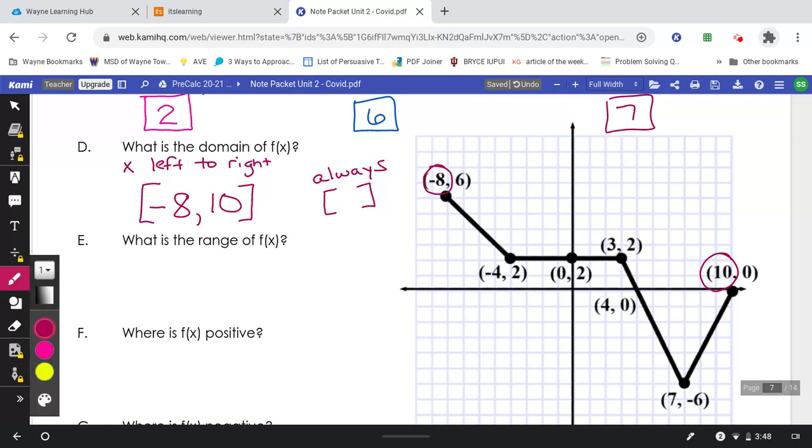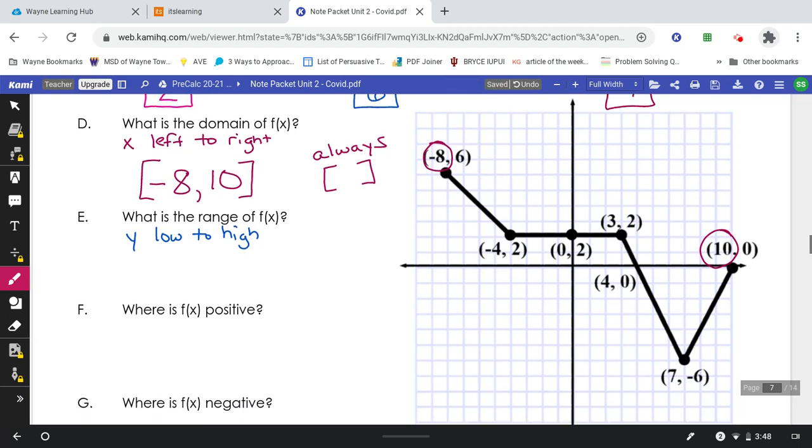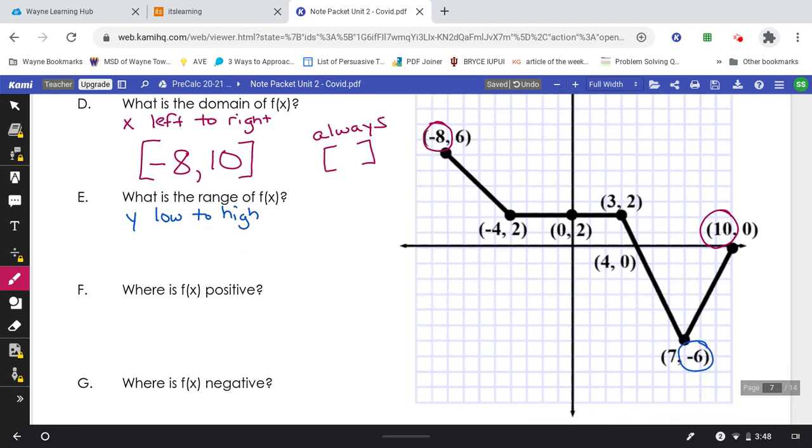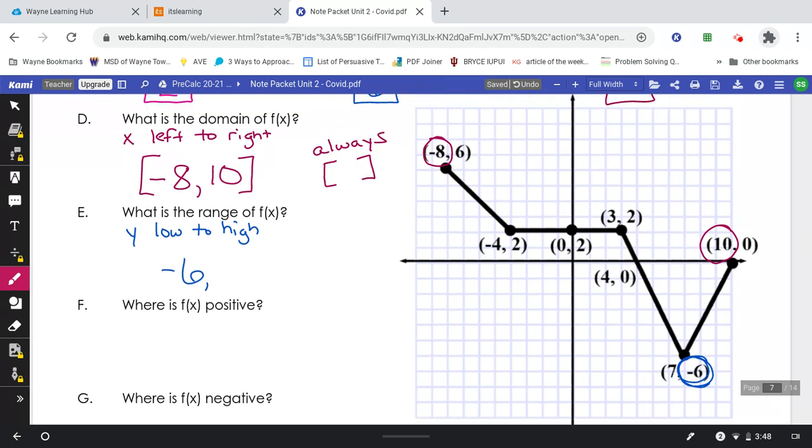Now for the range. For the range, I'm going to go from the lowest point to the highest point on the graph. And this time I'm going to look at the y's. So the lowest y value I have is right here, -6. And the highest y value I have happens to be over here at +6. And just like domain, this one is always going to be brackets.